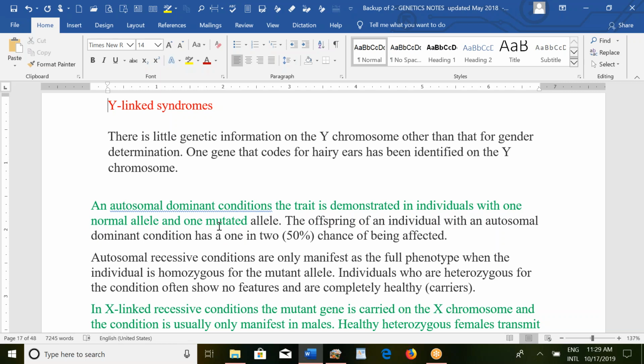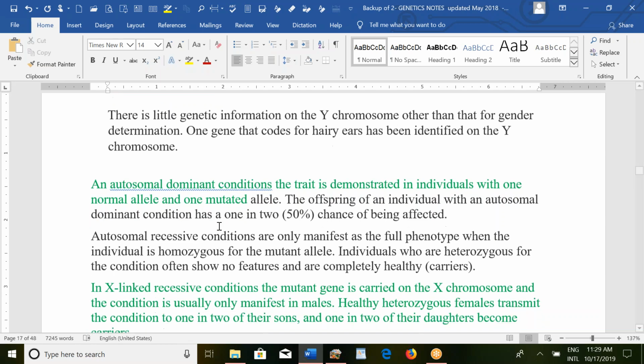In an autosomal dominant condition, the trait is demonstrated in individuals with one normal allele and one mutated allele. The offspring of an individual with an autosomal dominant condition have a 1 in 2, a 50% chance of being affected. Now we are revising, concluding at the end. Autosomal recessive conditions only manifest as the full phenotype when the individual is homozygous for the mutant allele. Individuals who are heterozygous for the condition often show no features and are completely healthy.